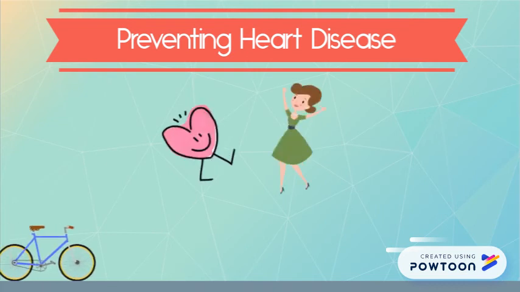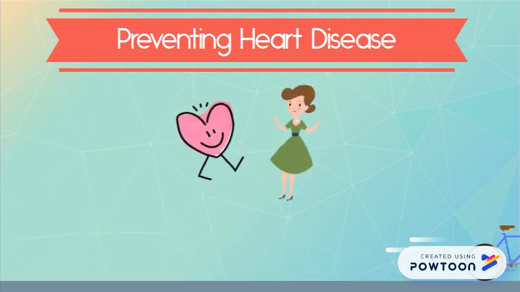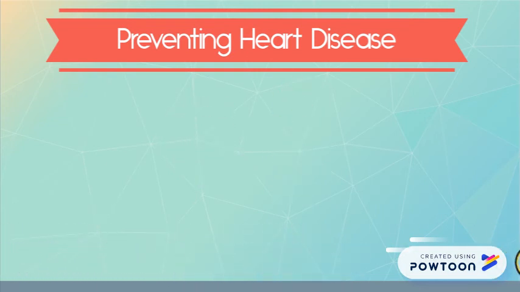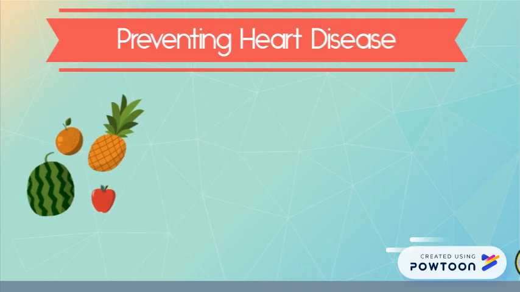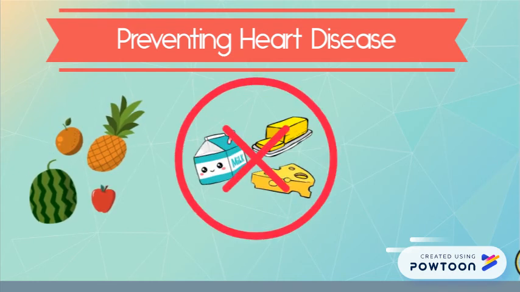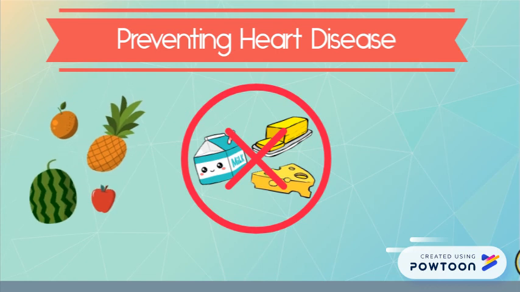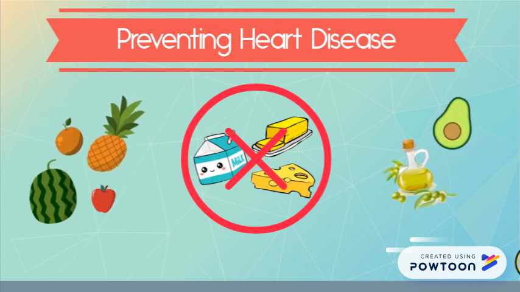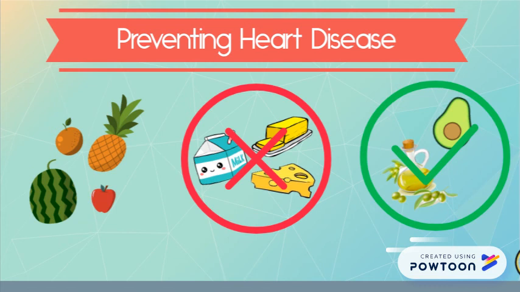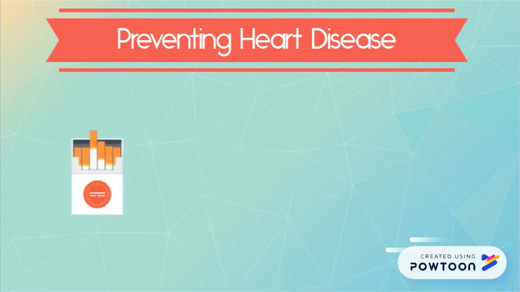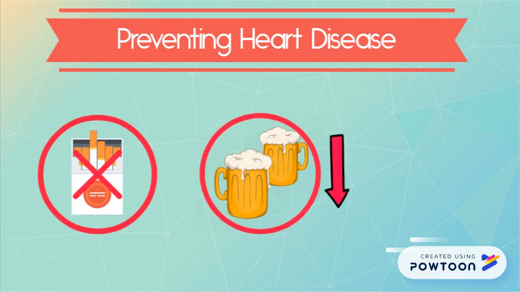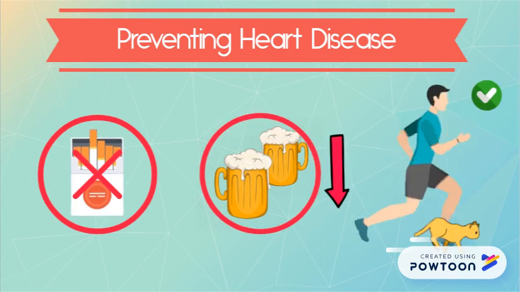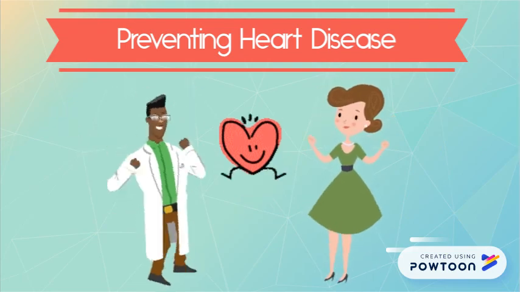To lower your risk of heart disease, lifestyle changes are necessary. Have a balanced diet with many fruits and vegetables. Lower your intake of unhealthy fats like saturated and trans fats, or swap them out for healthy fats like monounsaturated fatty acids, which are found in avocados and olive oil. Live smoke-free and reduce your alcohol intake. Make sure you exercise regularly, and these will all help lead to a happy and healthy heart.